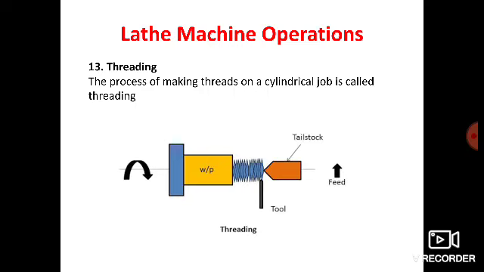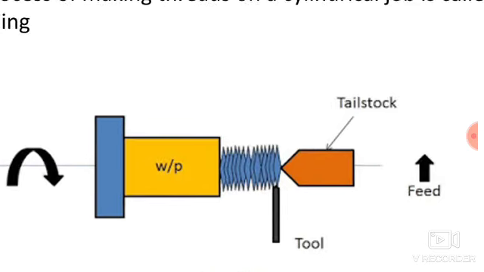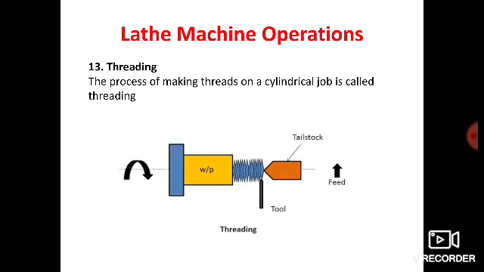The last operation, that is threading, that you can perform over your lathe machine. So the process of making threads on a cylindrical job is called as threading. So here you can see the process of threading. So threading tool or a single point cutting tool is used to produce the thread over a cylindrical object, and the tool is travel along. First the feed is given, and after that the tool is moving along the axis of the lathe, and the thread is produced over the surface of the cylinder. So these are the various operations that we can perform over a lathe machine.